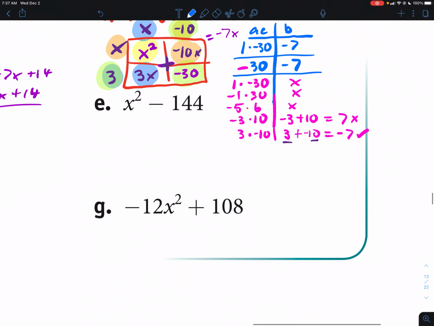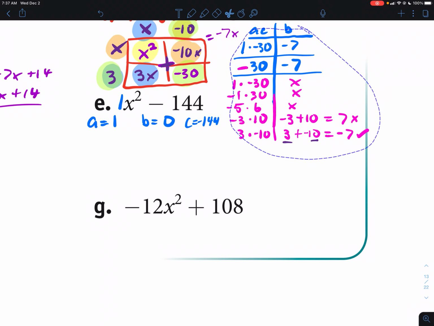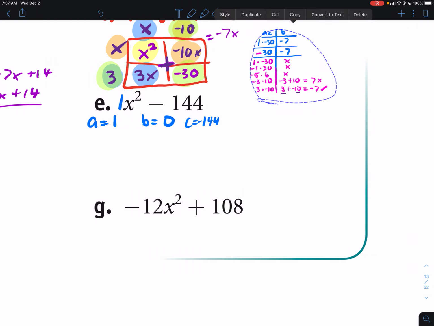All right, for E. So you notice this one has two terms. We have our A, we don't have our B, and we have our C. So our A is 1. Since we don't have a B, we can use 0, and our C is negative 144. What do you notice about negative 144? Hopefully you recognize that 144 is a perfect square. Does anybody know what the square root of 144 is? Well, you should say 12.